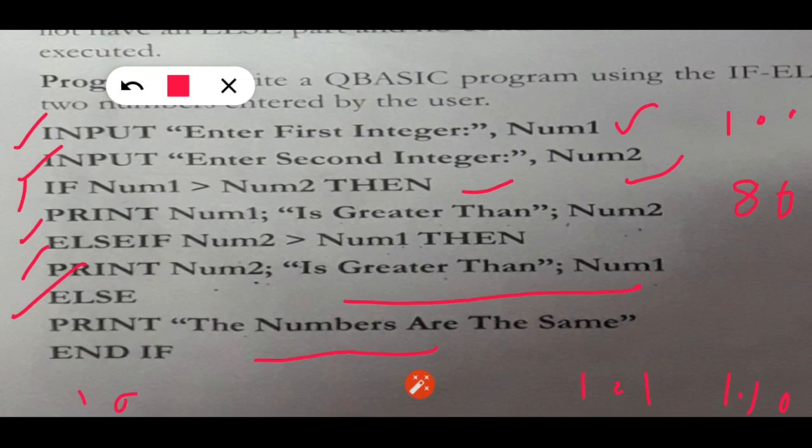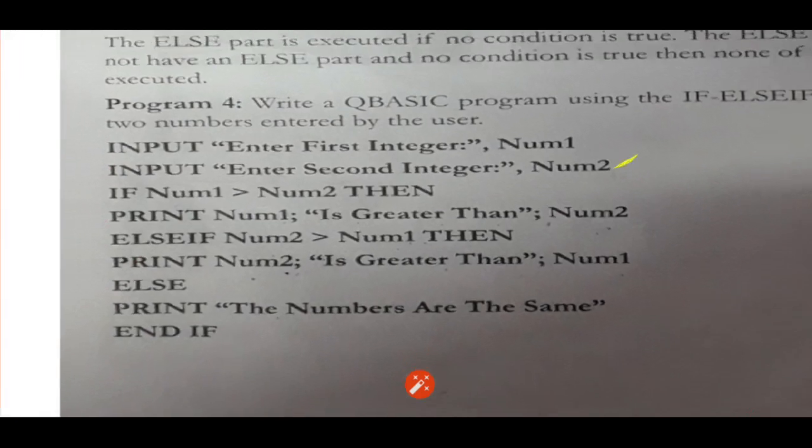Suppose the first number is 100 and the second number is also 100. In that case, this message will display: the numbers are the same. Clear?